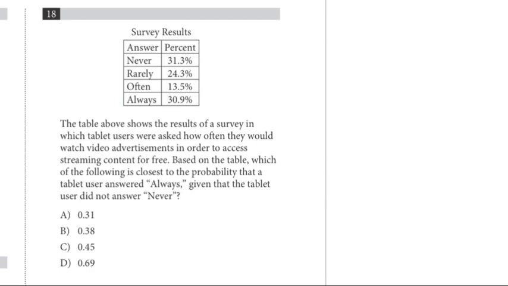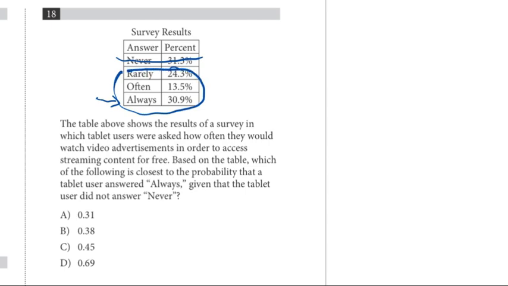All right, we have another probability question. And this one wants to know the probability that a tablet user answers always, given the tablet user did not answer never. So we're going to cross off never, knowing that they did not use never. So out of this, what is the probability of always?